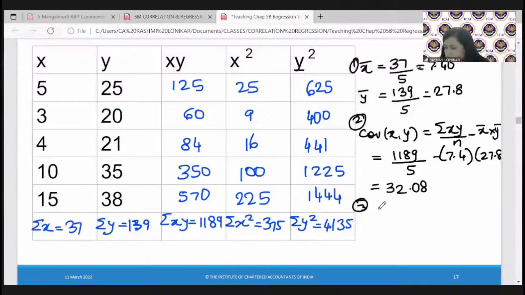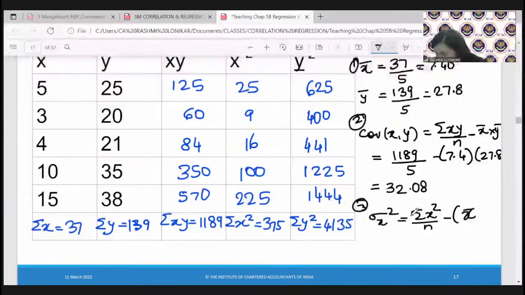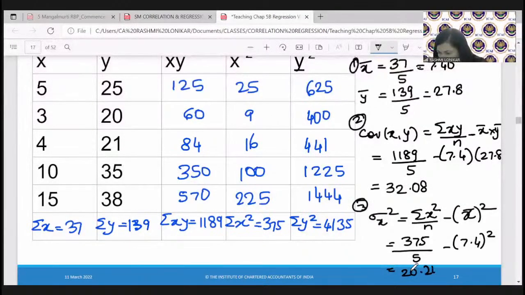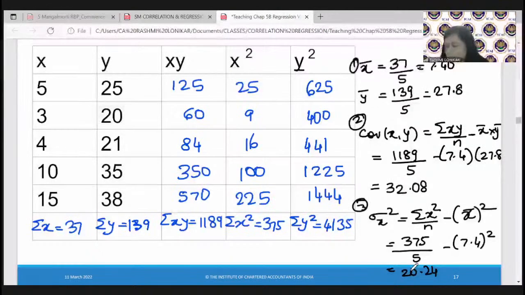Third step is finding sigma x square, because I want to find b by x. Sigma x square will be equal to summation x square upon n minus x bar the whole square. How much is summation x square? This is 375 upon 5 minus 7.4 whole square. Answer comes to 20.24. Now I have the value of covariance xy and sigma x square. Now I can find out the value of b.